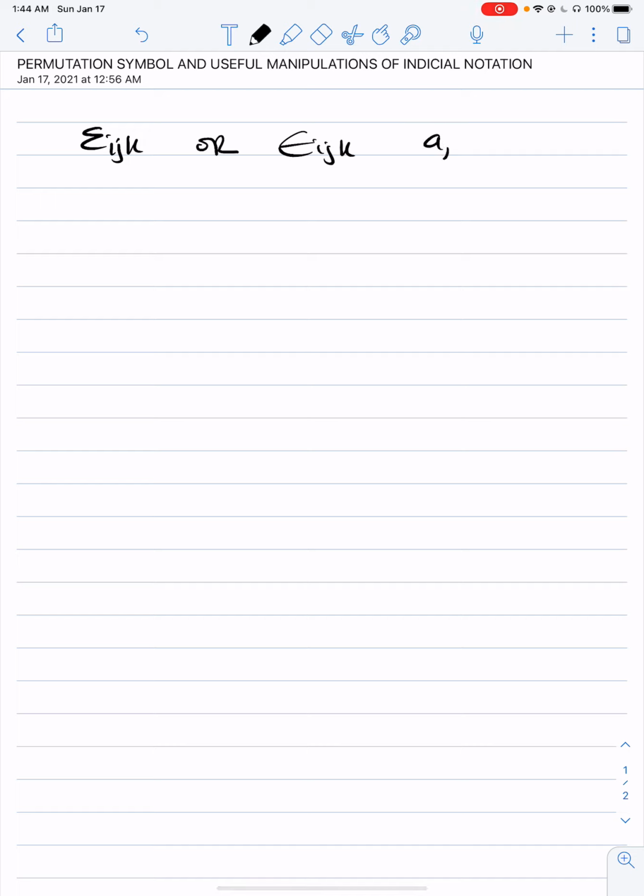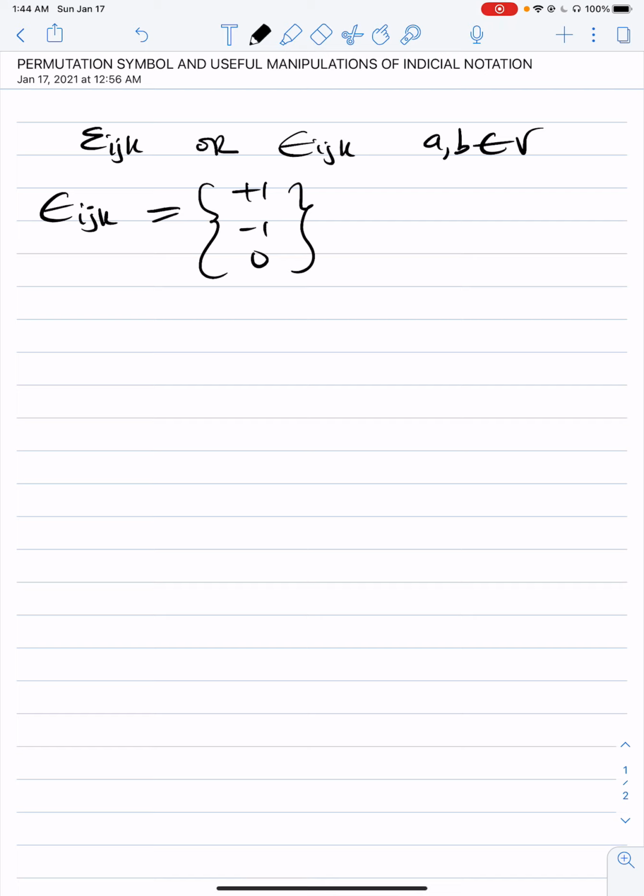Then if I write in lowercase, we're typically talking of vectors, so they belong to the class of vectors. For the permutation symbol, the permutation ijk is equal to +1 if it's even. If it's odd, it's equal to -1. And if there is no permutation at all, we get a 0. These are permutations of the order of 1, 2, and 3.